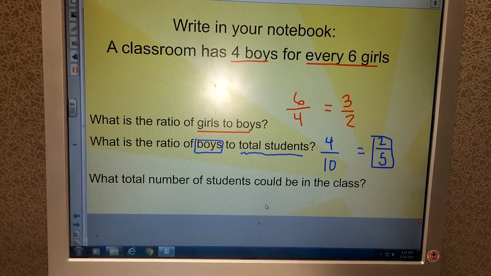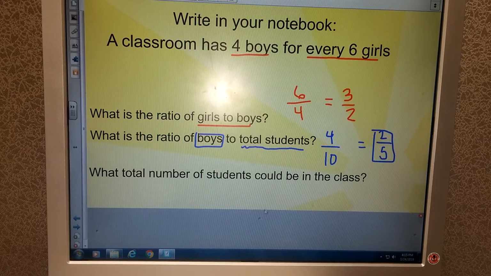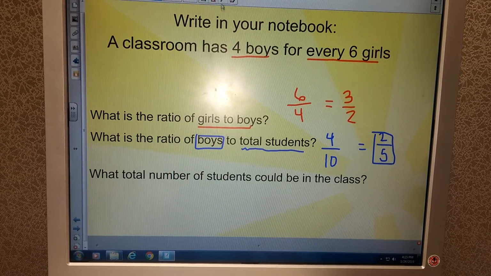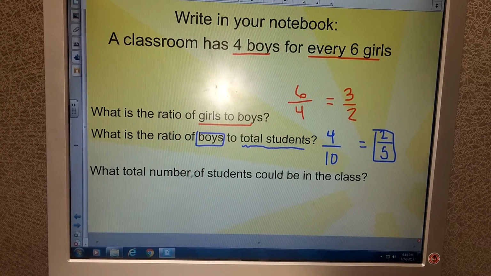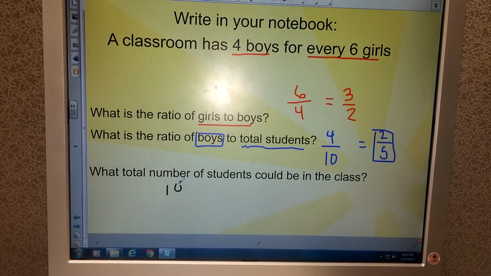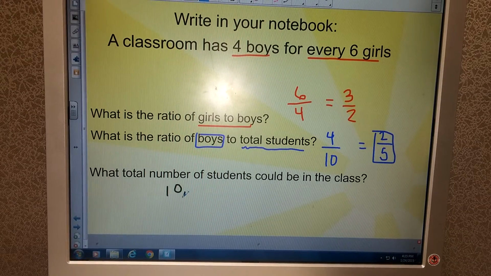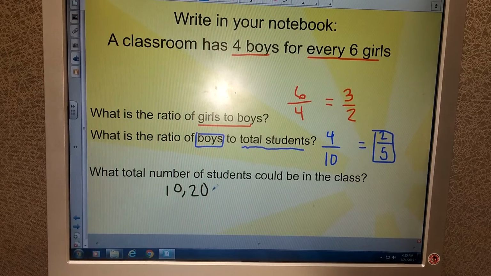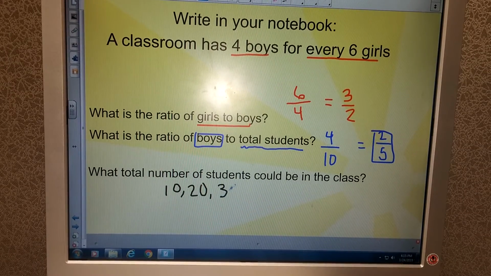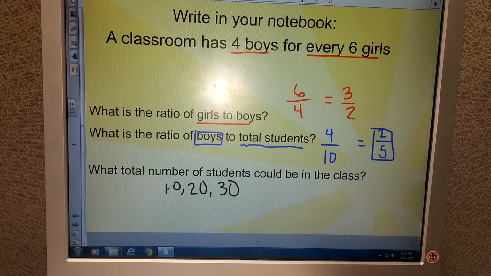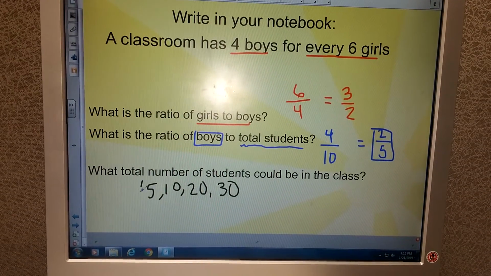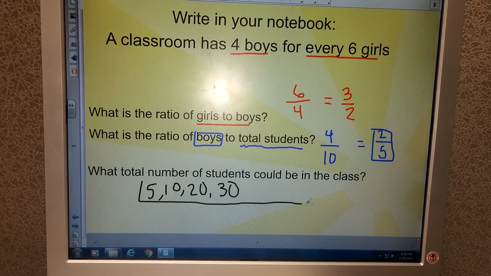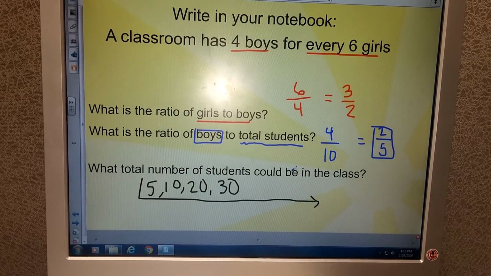The last question is a little bit trickier. It says, what total number of students could be in the class? So this is where you got to think a little bit. If there are 4 boys and 6 girls, that means there are 10 total students here. So our answer could be a multiple of 10. There could be 20 students if we doubled the class. If we tripled the class, there could be 30 students. Also, if we start with 10 and we take half of that class size, we could have 5 students. So 5, and then you can keep going and going by multiples of 10.